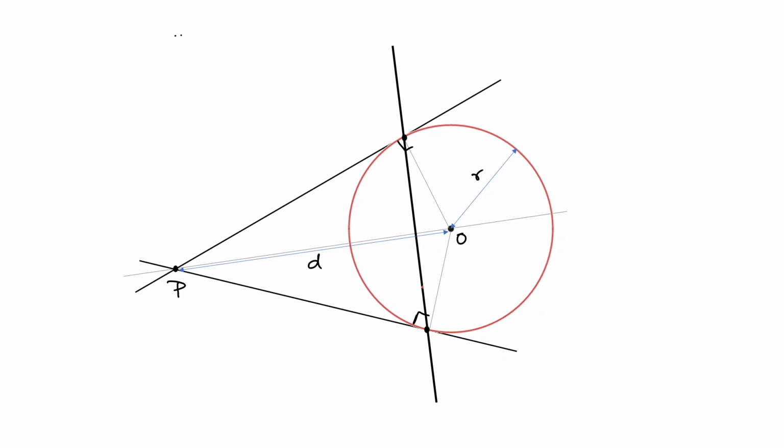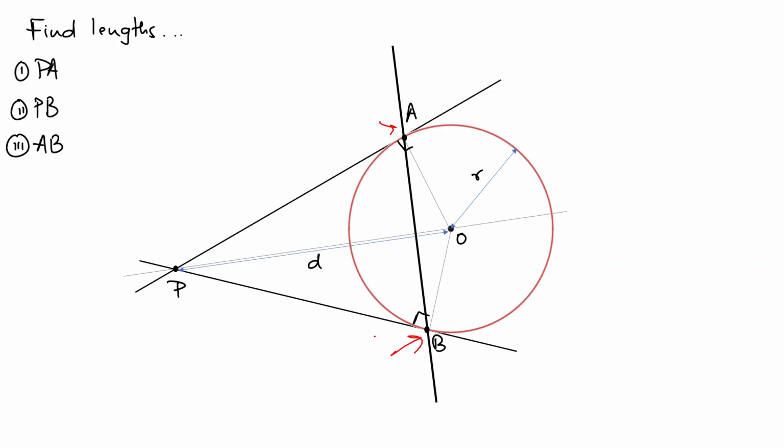Anyway, so let's call these points A and B, and then let's try to figure out these lengths. PA, PB, you can feel that this PA length and PB length would be equal. AB length is pretty interesting. It's the length of the chord of contact. That should also be determined using d and r only.